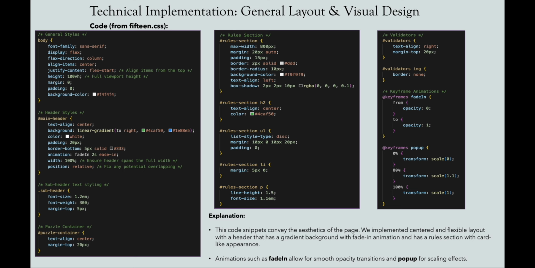Additional code snippets we're going to showcase here are from the general layout and visual design in our 15.css file. This code snippet is going to convey the aesthetics of the page. We implemented centered and flexible layouts with a header that has a gradient background with fade-in animation and a rules section with a card-like appearance. And then we also have animations such as fade in to allow for smooth opacity transitions, and pop-up for scaling effects. Again, we went for a visually modern design to make the game more engaging.